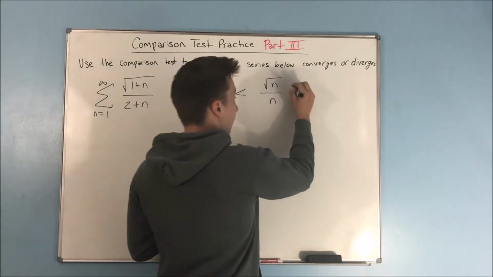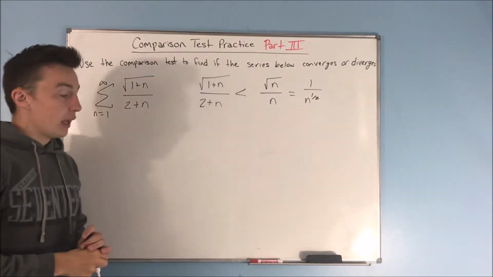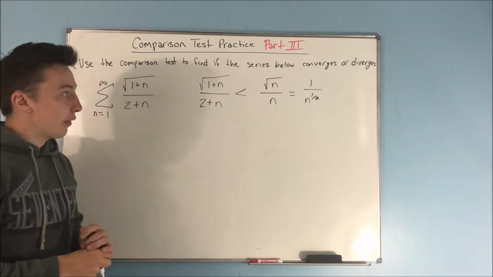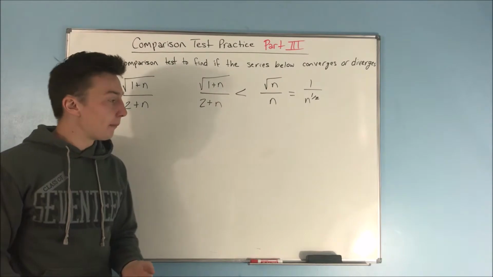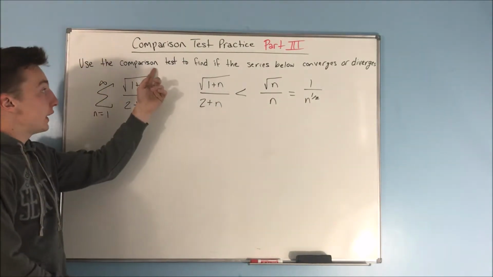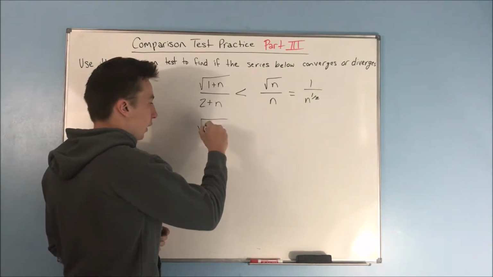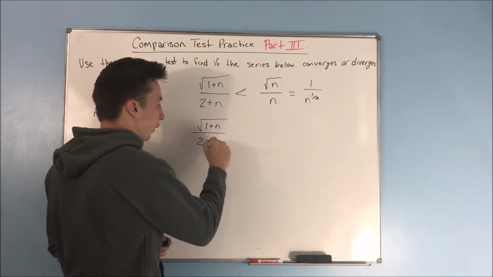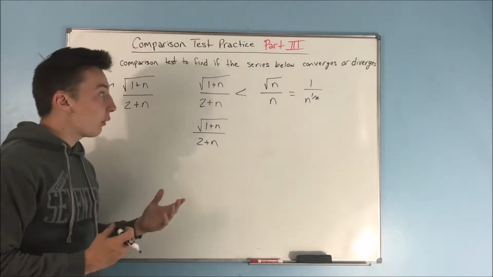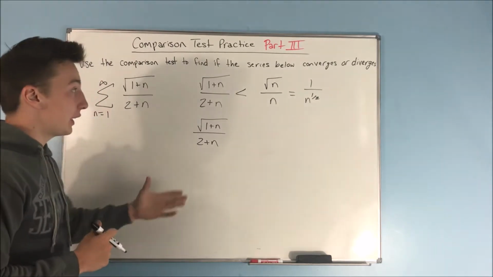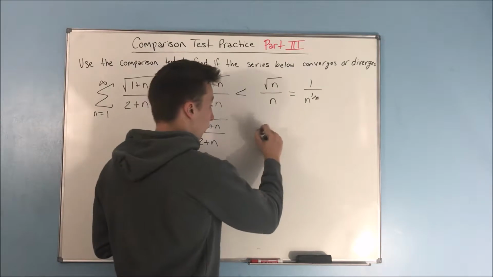The reason why is because rad n over n is 1 over n to the 1/2. And we know that this series will diverge. It's a p-series where p is less than or equal to 1. So now, since we need to use the comparison test, we've got to be a little more creative with our comparison. We start off with this rad 1 plus n over 2 plus n. A big move that we can probably make right here is to just forget about this numerator as is and compare this to 1 over n.